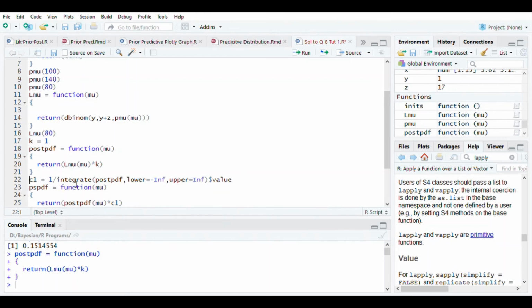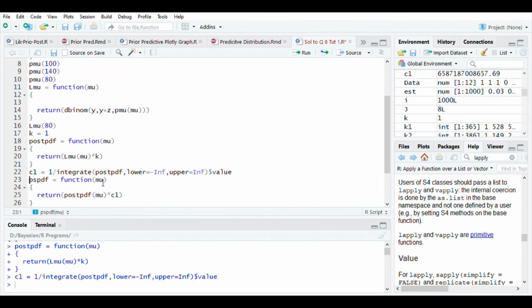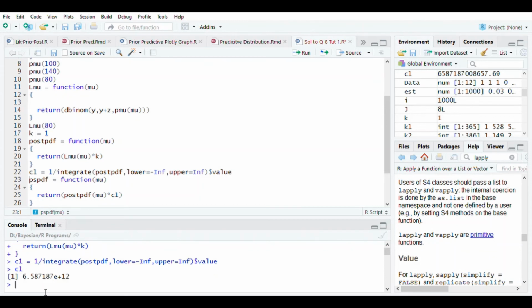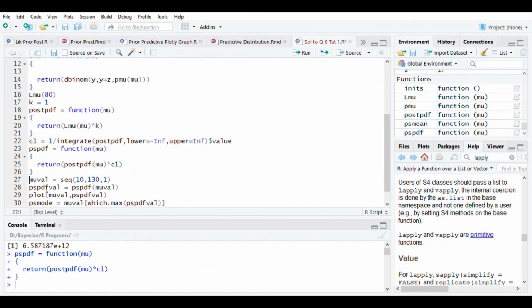So we will apply the integrate function in R to get the integration of this posterior distribution. So let us try. Let us look at the value of C1 here. It will be a huge number. So yes, as expected, it's a huge number. Now let us define the proper version of the posterior distribution of mu by multiplying the earlier one with this constant. So let us multiply. So PS PDF is now the proper posterior distribution of mu.